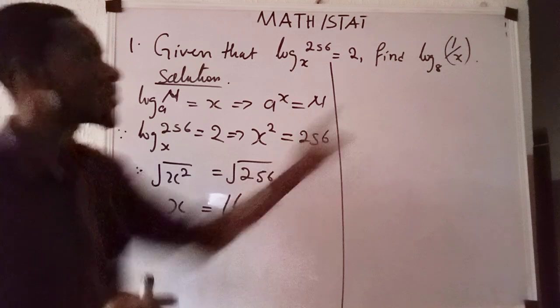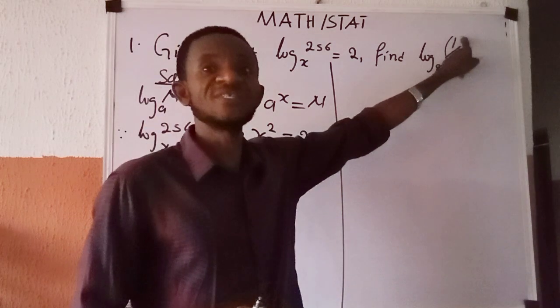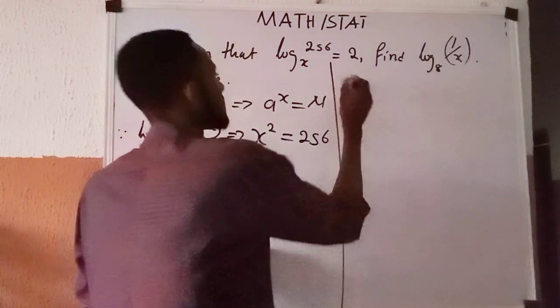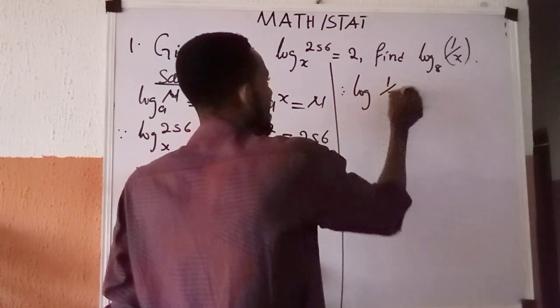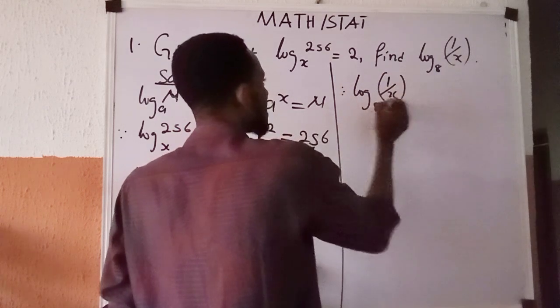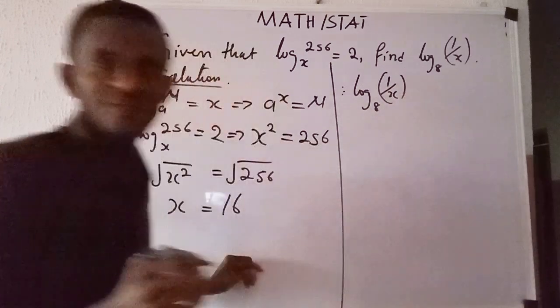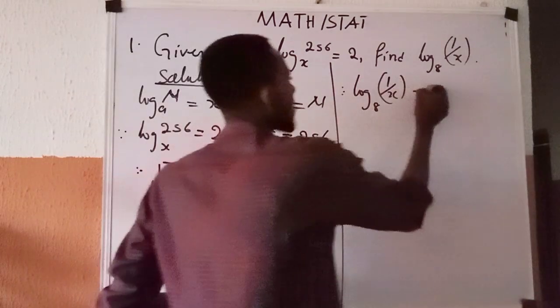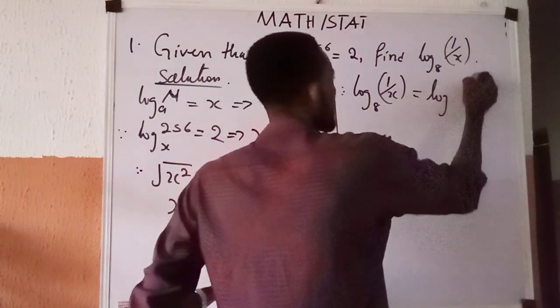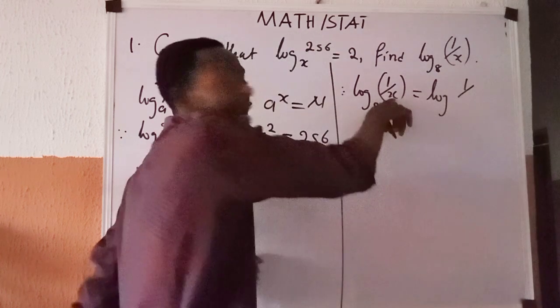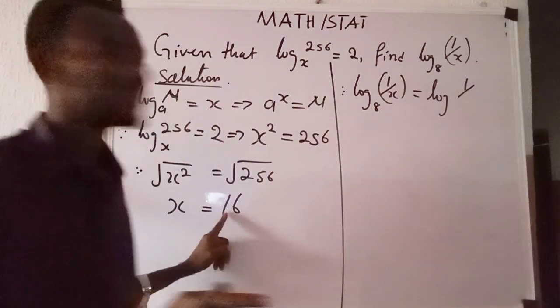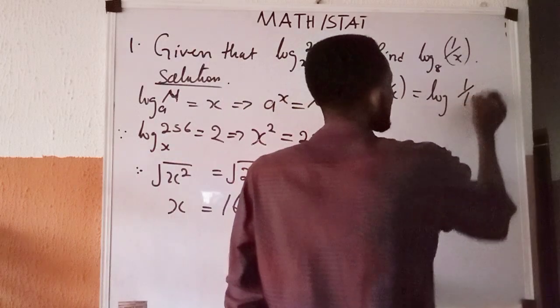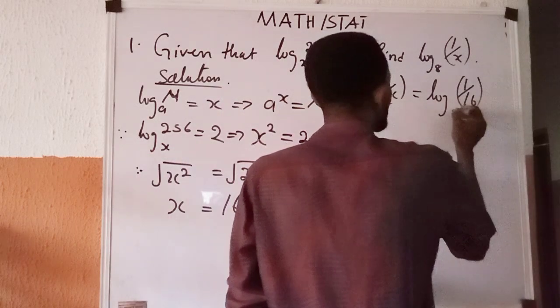Because it is 16 now, I will now come to evaluate this. I will now say, therefore, log of 1 over x base 8 is equal to log of 1 over, you no longer write x because I have known that x is 16. So 1 over 16 base 8.